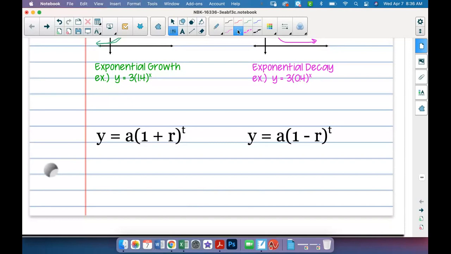All right, guys, so the different parts here, we're going to label each part, okay? For the exponential growth, it's going to be labeled the same, except, of course, growth will be growth and decay would be decay. So for the exponential growth, let's start with y. Y is always going to be your final amount, okay? So right here, this is the final amount.